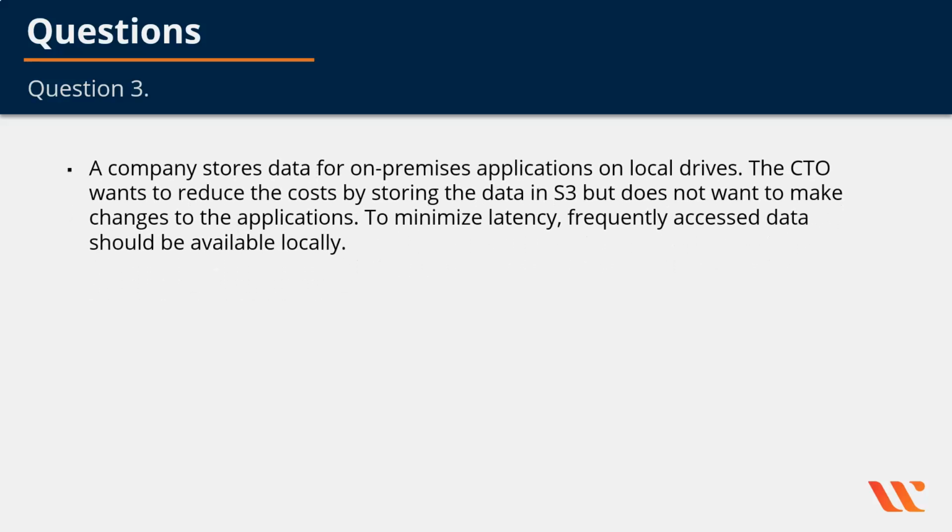A company stores data for an on-premise application on local drives. The CTO wants to reduce the cost by storing the data in S3 but does not want to make changes to the applications. To minimize the latency, frequently accessed data should be available locally. What would be the efficient solution?